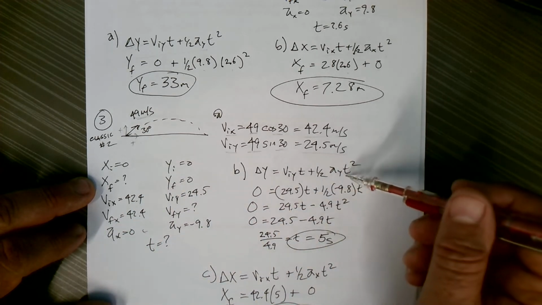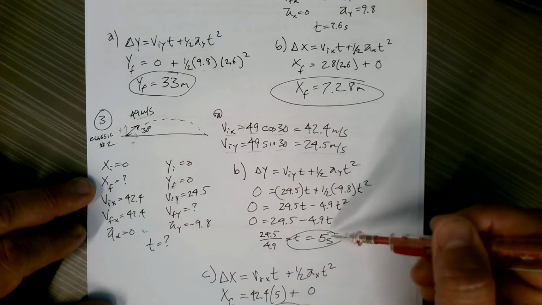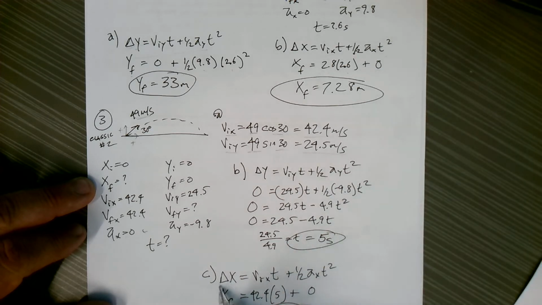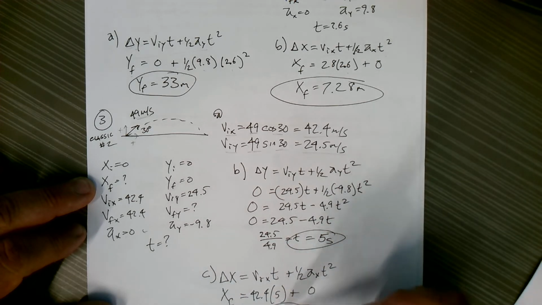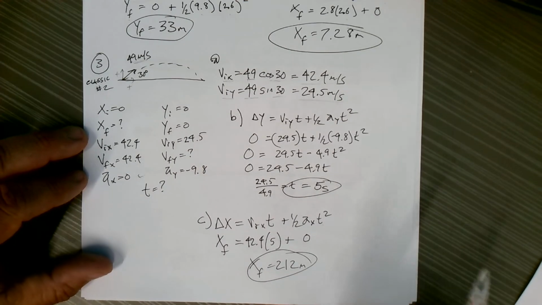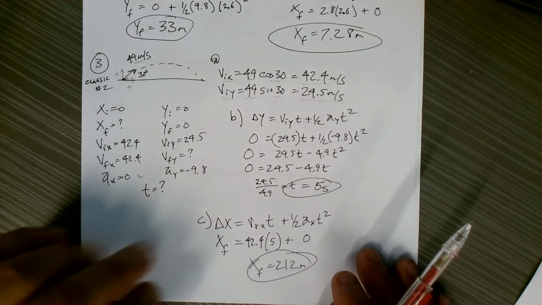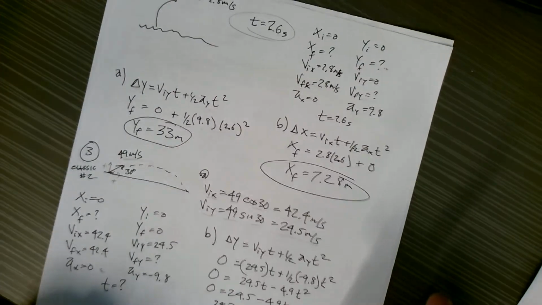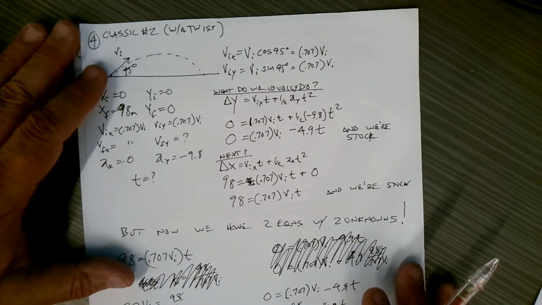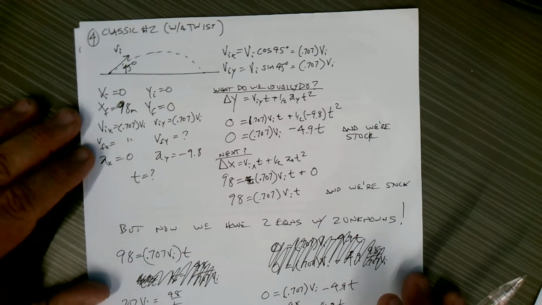A typical first thing we solve for is the time. We use the y Swiss Army equation. And the next thing we solve for is how far it goes, and we use the x Swiss Army equation. I'm guessing that you guys are pretty good at this so far. But that brings us to number 4, which is a classic number 2 with a twist.